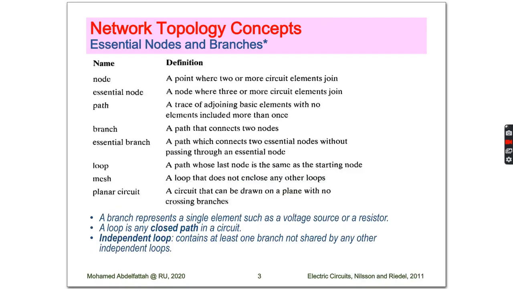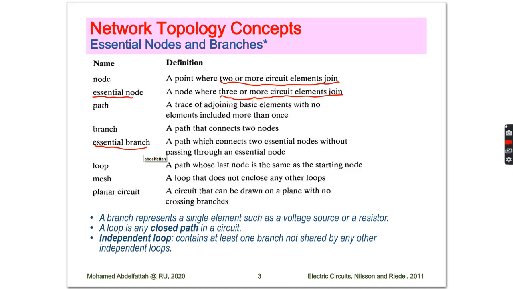Before we go to the methods, we need to confirm a few definitions. In this chapter, we will use the essential node. An essential node connects three or more circuit elements, but a simple or basic node connects only two circuit elements. The reason that we are using only the essential node is to minimize the number of unknowns and the number of equations. Based on essential nodes, you will use the essential branch.